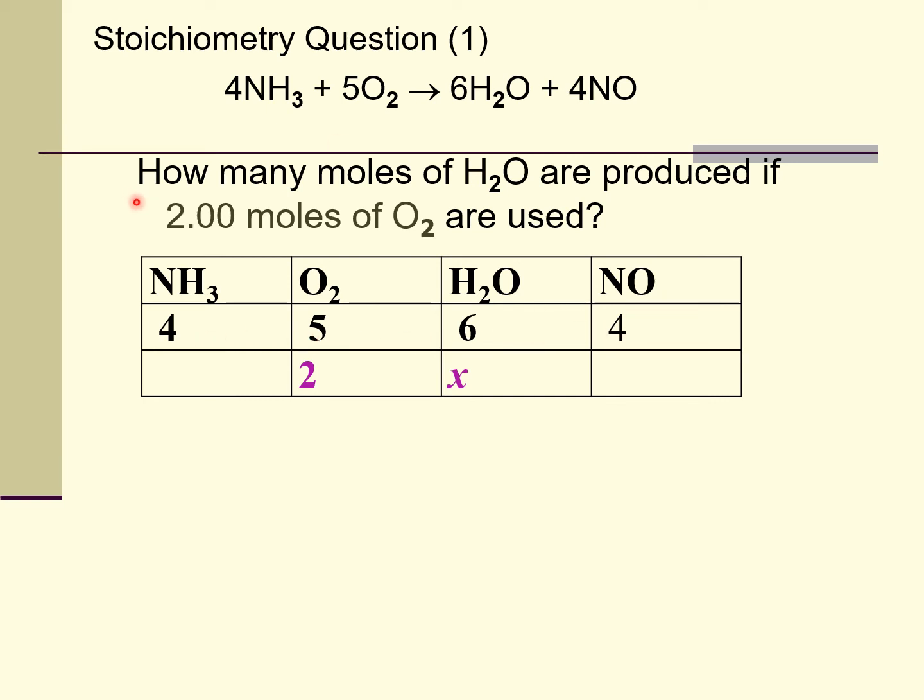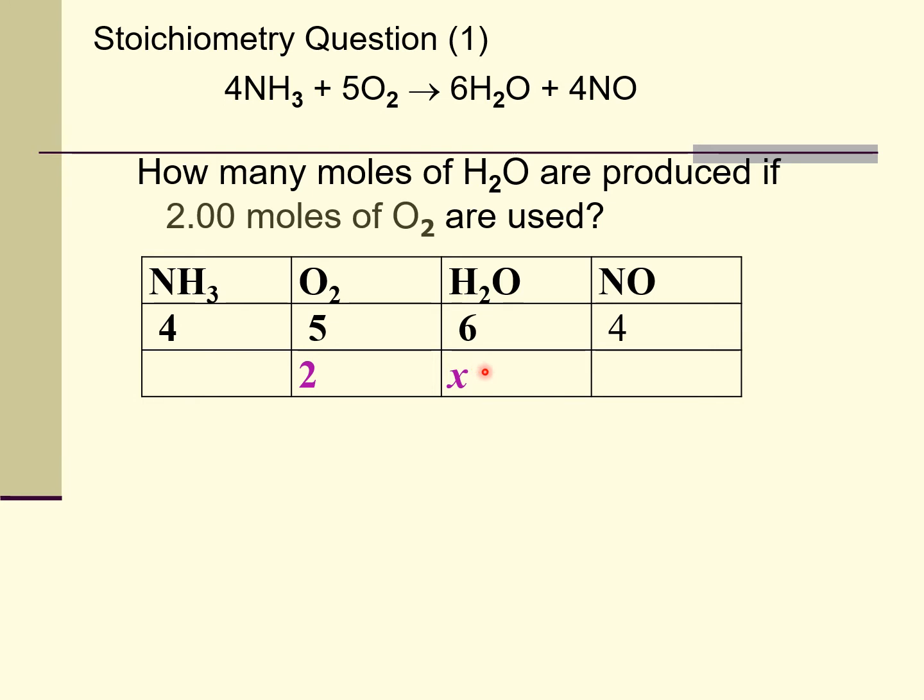Because you're given a situation where you are asked how many moles of water are produced if 2 moles of oxygen are used. You have the ratio already, but you are only concerned with the ratio between oxygen and water. It's 5 is to 6. What will it be if you are given only 2 moles of oxygen?